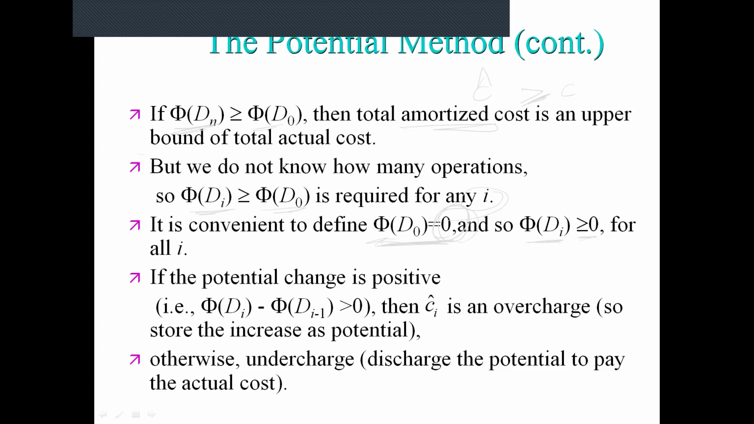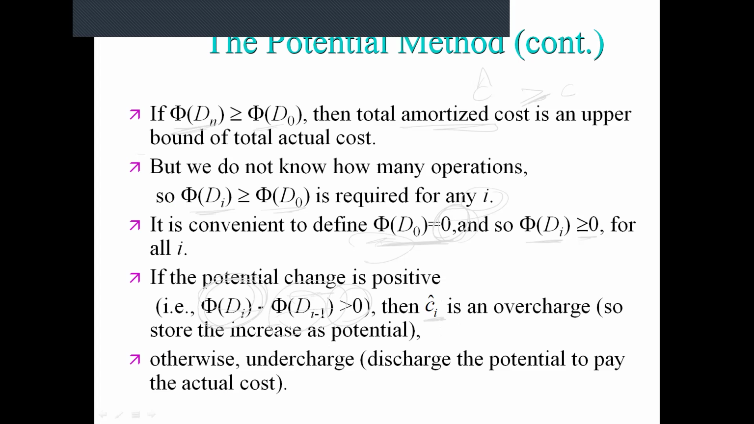Then only the difference will stay greater than 0. So if the potential change is always positive, then the current term, Di minus Di minus 1, should always be positive. Okay. So then the amortized cost is actually an overcharge. So you always have an increase in potential from a state to the next state, right? So the next state minus the previous state will always give you a value greater than 0. So that means you have an overcharge. Otherwise, we say it's an undercharge.